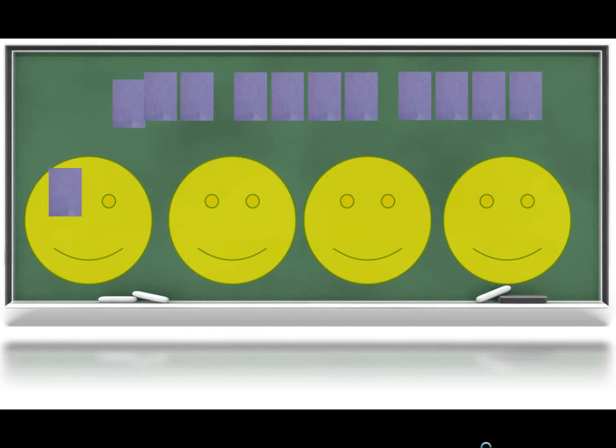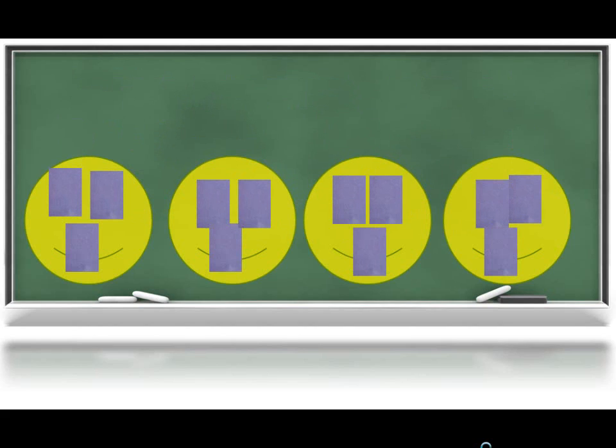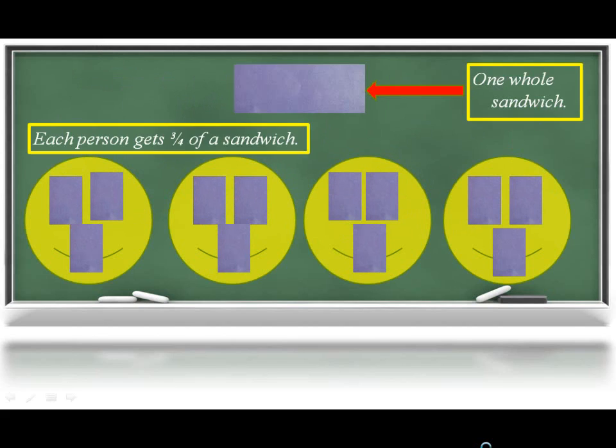They could then model this using construction paper, where each sheet represents one sandwich. Through trial and error, students could determine that by splitting each sandwich equally among 4 people into fourths, each person would be able to receive 3/4 of a whole sandwich. With this problem, students were dividing 3 wholes into 4 equal groups. This can be written as an expression using division.